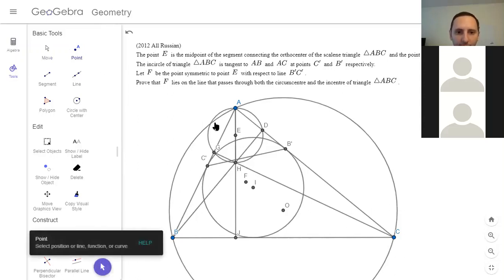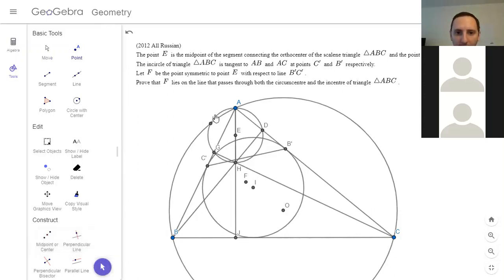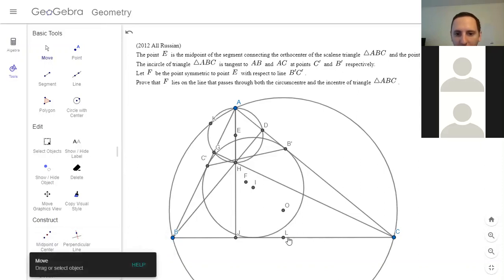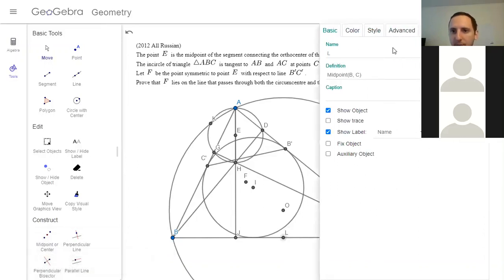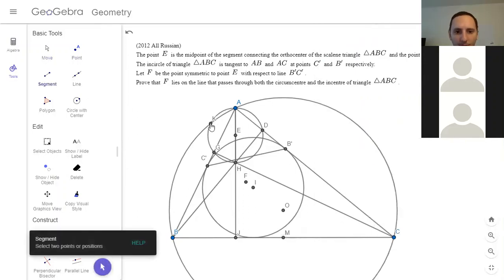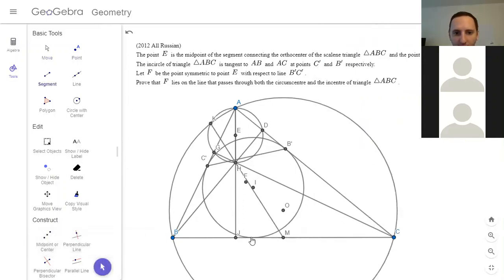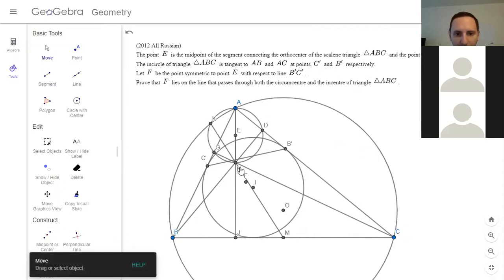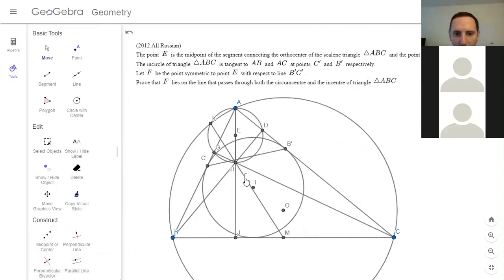So this is like the Q point, I think, right? So K, H, and M are collinear, where M is the midpoint of BC. Let me call this M. So K, H, and M are collinear. E, C prime, F, B is a kite.